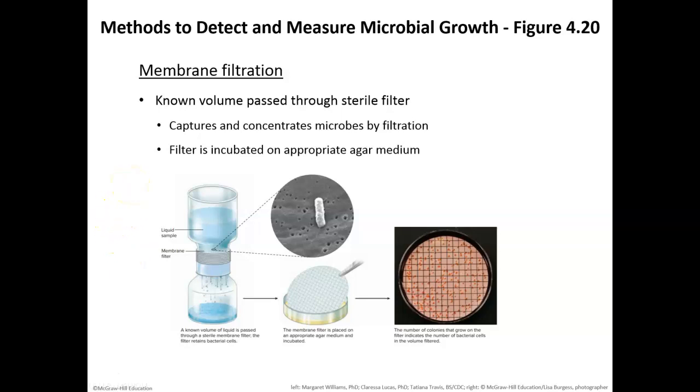Membrane filtration allows you to find microbes that are in a solution as you are filtering that solution through a specific membrane. It's only going to filter microbes that are too big to get through that filter. And then you can take the filter and grow it on an agar plate, and then you can count the number of colonies, and then you can see how many actual organisms were there.